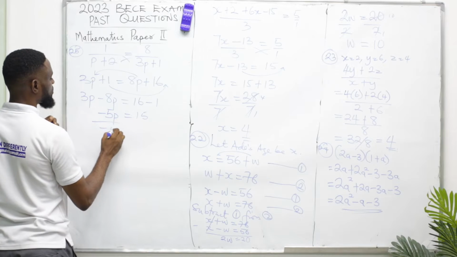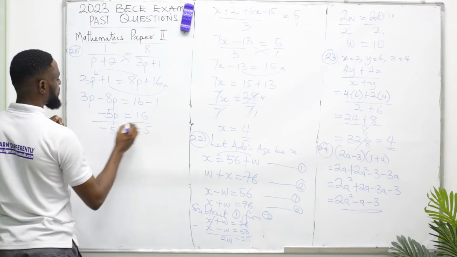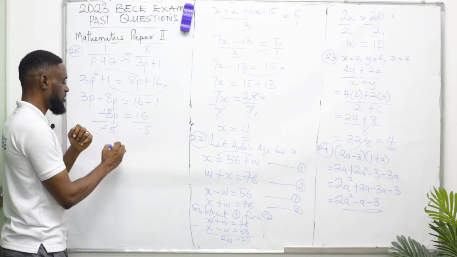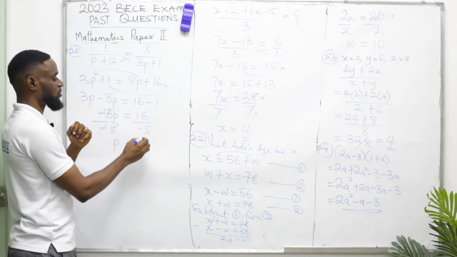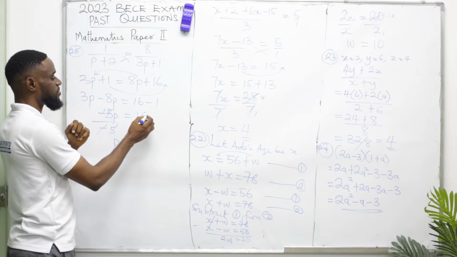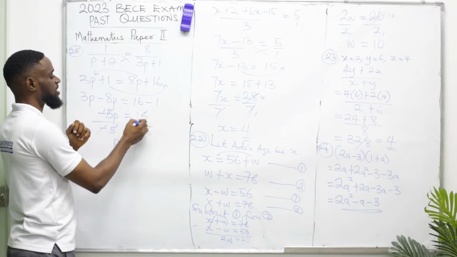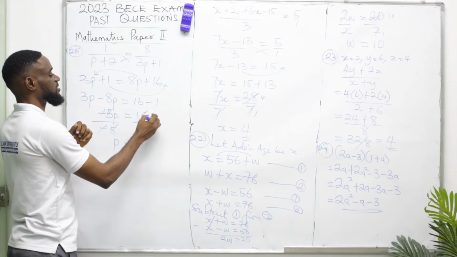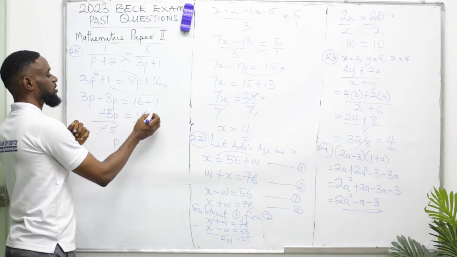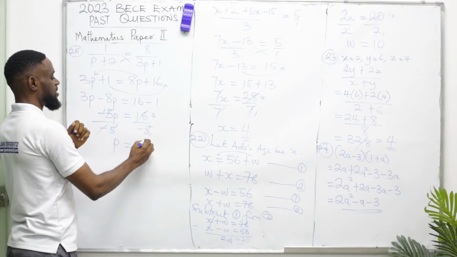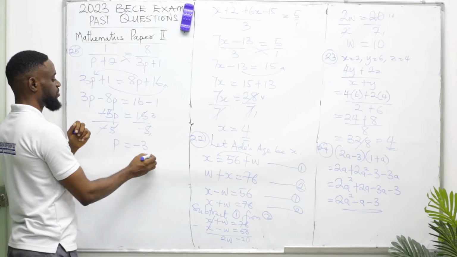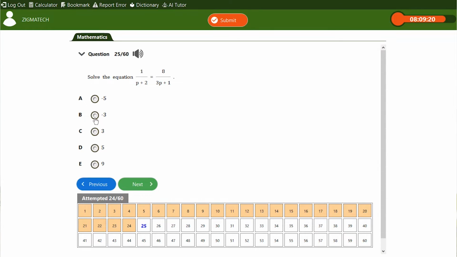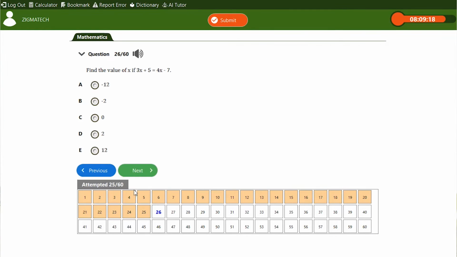Divide both sides by minus 5. Minus cancels minus; 5 into 5 is 1. 1 times p is equal to 5 into 15, it's 3, right? Minus 1 divided by 3 is still minus 3, right? So p is equal to minus 3. So our option B is the correct option. We'll move to the next one, 26.